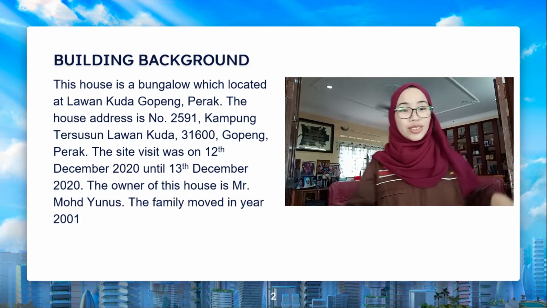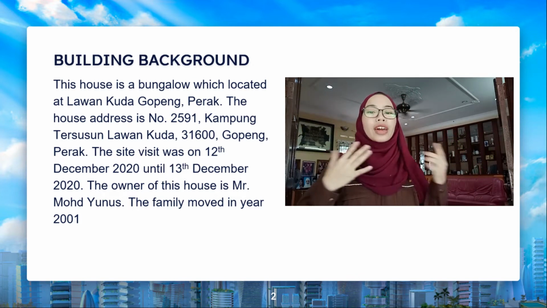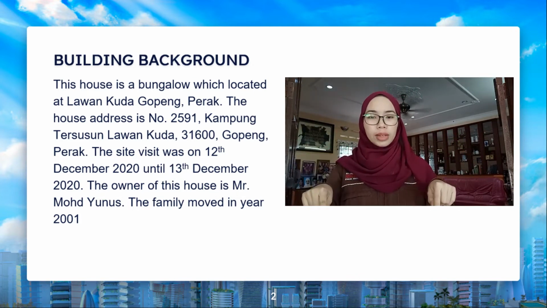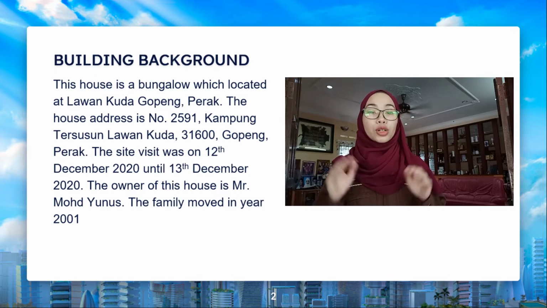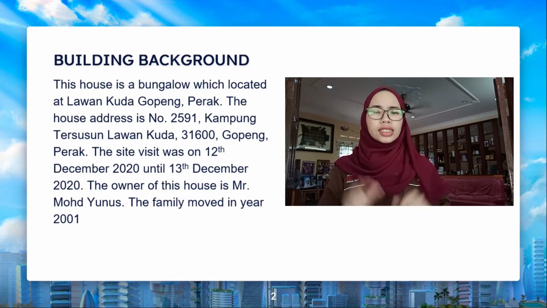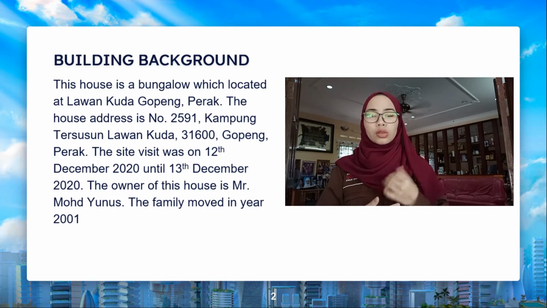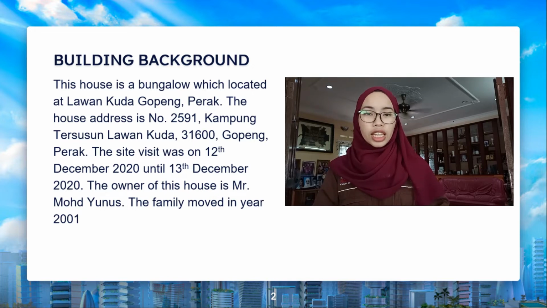Hi everyone, so this is the house that was chosen by our group for this assignment. This house is located at Kampung Kesusun Lawan Kuda, Gopeng, Perak, and the owner of this house is Mr. Muhammad Yunus and his family. There are 6 of them in total. The building was built in the year 2000 and they moved in the next year, which is 2001.